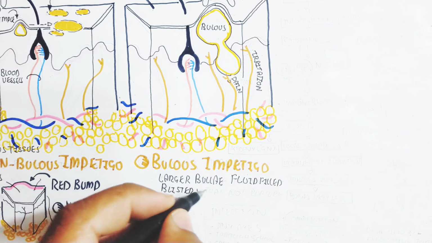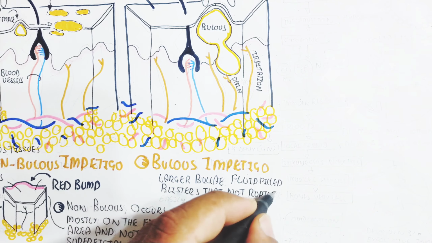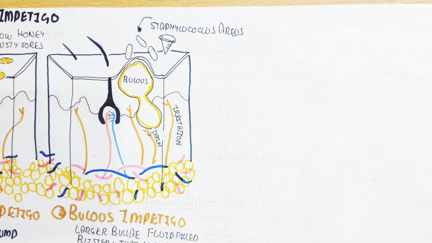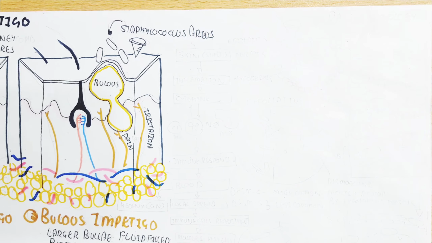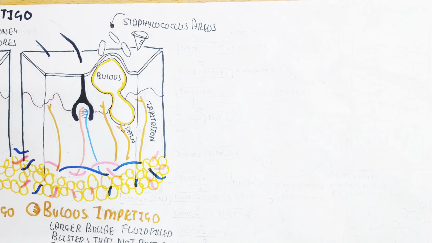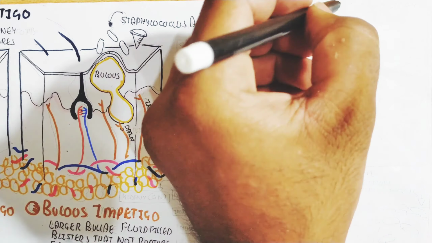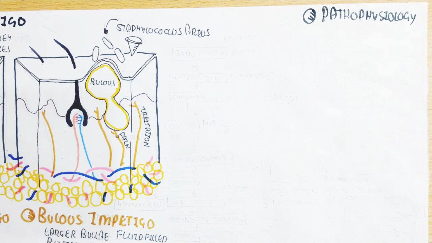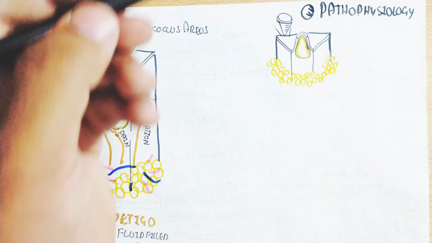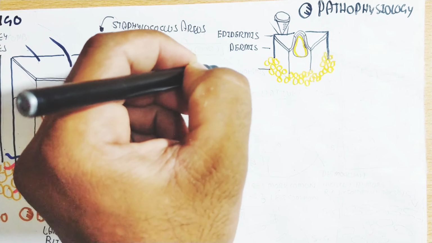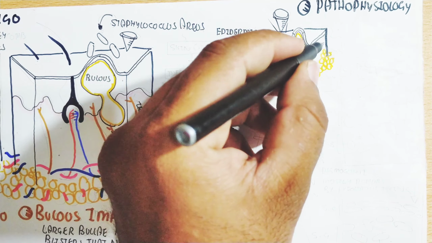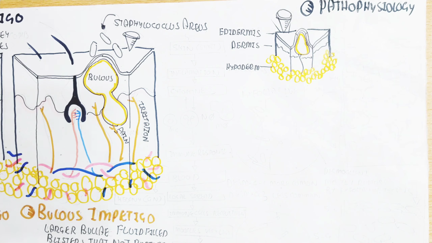Bullous impetigo is a larger, fluid-filled blister that does not rupture easily. Why does it not rupture easily? Because it does not affect more of the outside layer, basically the stratum granulosum of the skin. Here is the epidermis, dermis and the hypodermis. So the pathophysiology we will discuss.